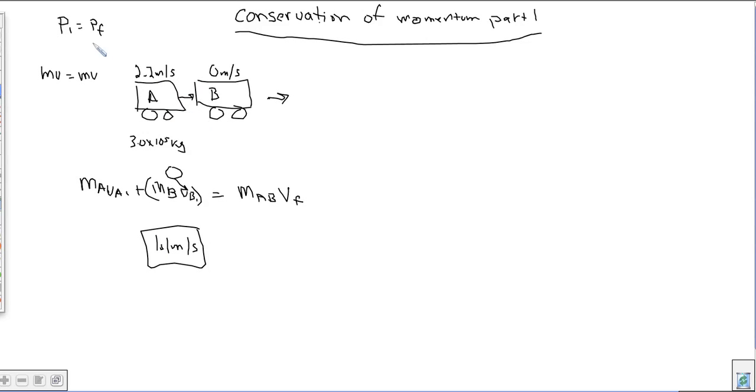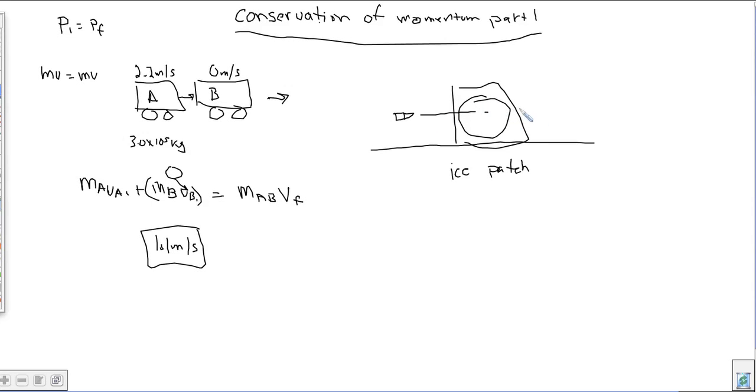Let's do one that's a little bit more tricky, I suppose you could say. Let's say that we're going to be shooting at a target on an ice patch. Let's say this is a freshly oiled ice patch. Okay. So we're going to shoot at a target, and so we have a high velocity bullet. And our bullet is going and it hits our target, and it goes right through our target. Okay, and so the target initially then had no velocity, of course.